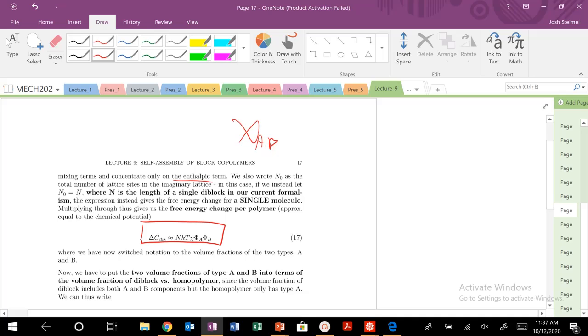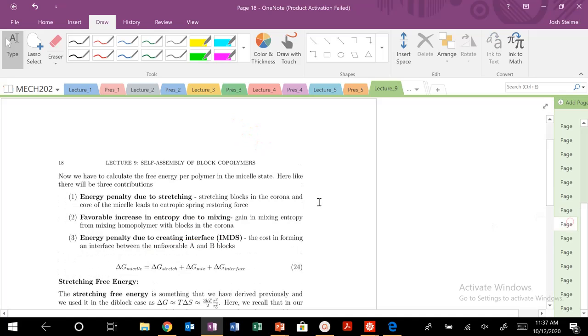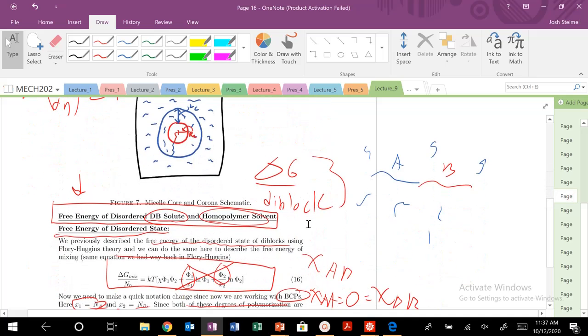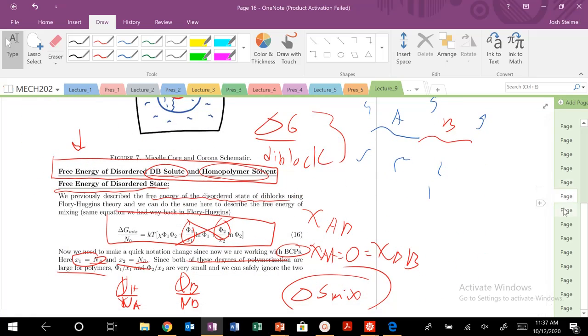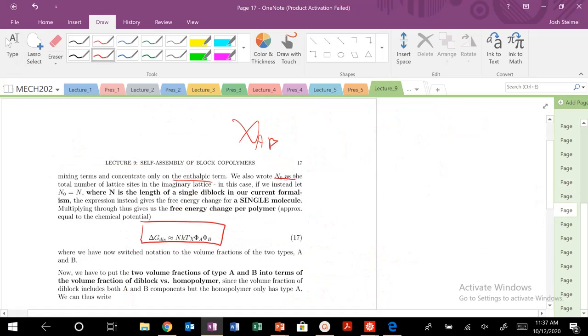One thing to look back at, remembering from Flory-Huggins: this N naught, where did that come from? N naught was the total number of lattice sites in our imaginary lattice. So we can instead let N naught be equal to N, where N is just the length of our single diblock in the current formalism. So N equals Na plus Nb for a single diblock. The expression gives us the free energy change for a single molecule, so it is just this energy per N, the length of a single diblock.